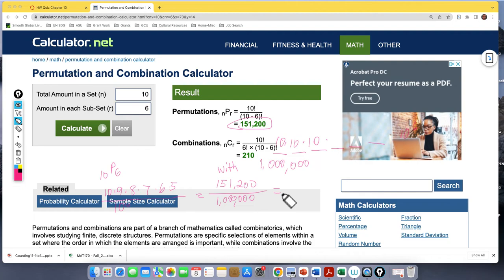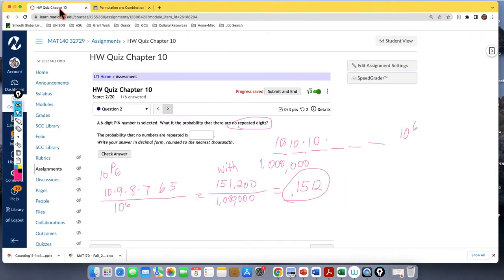151,200 divided by 1,000,000. I come up with 0.1512. So that's the probability, about a 15% probability, if you were to just randomly choose out of all the different choices. Does that make sense? So it's over 1,000,000 because 10 to the 6th, because that's if we can repeat. It also includes not repeating.